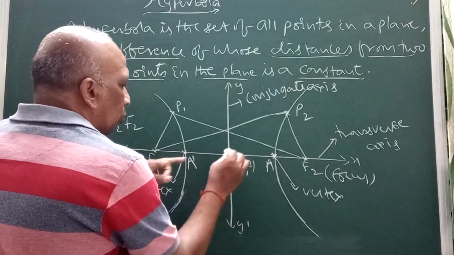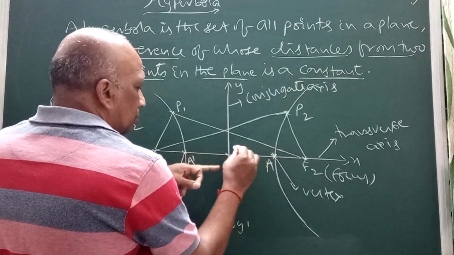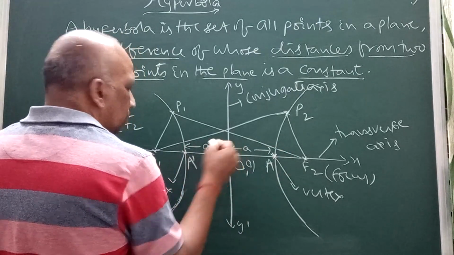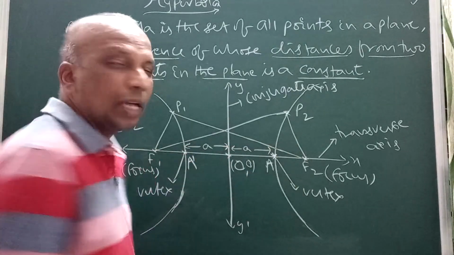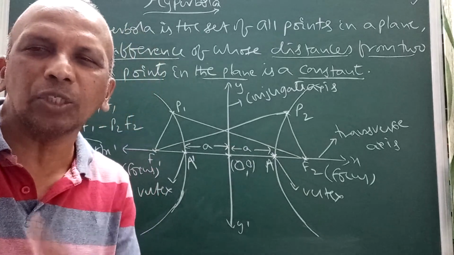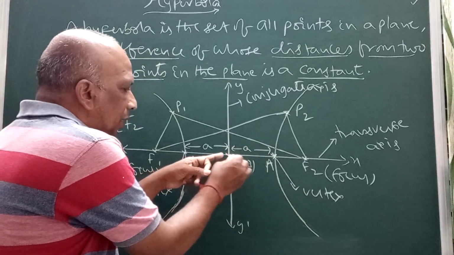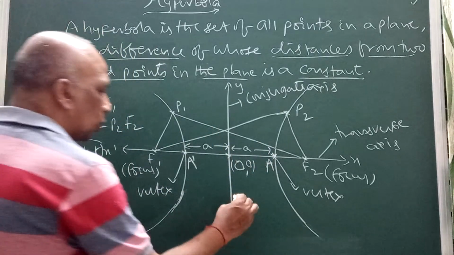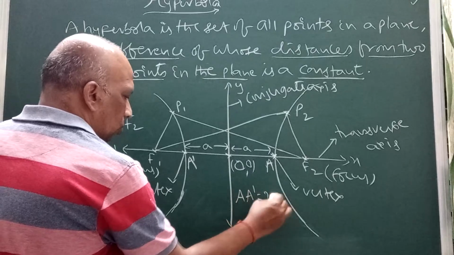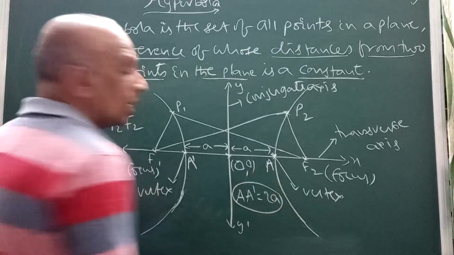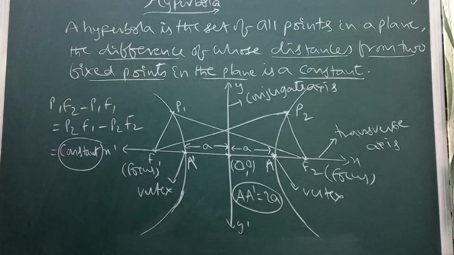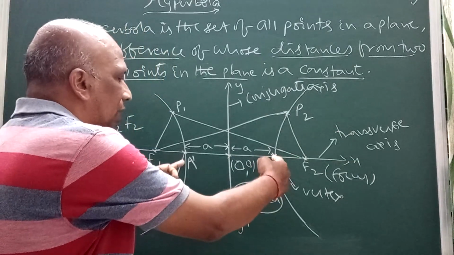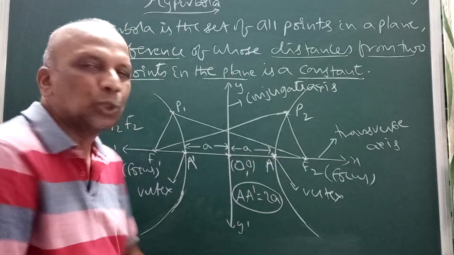The distance from O to A is A, and this distance is also A. The total AA dash is equal to 2A. From the center to this point is A. Here I can define AA dash is equal to 2A. What is AA dash? It is the length of the transverse axis, the distance between the vertices. AA dash is equal to 2A.